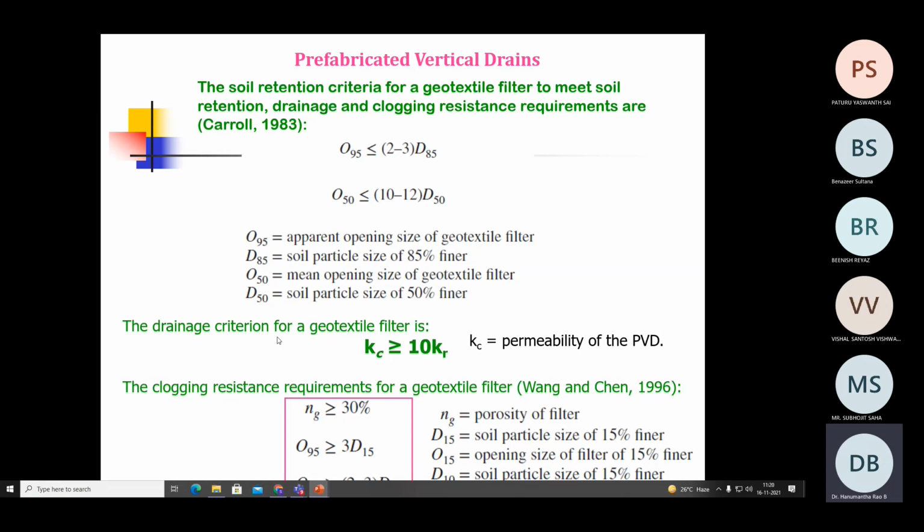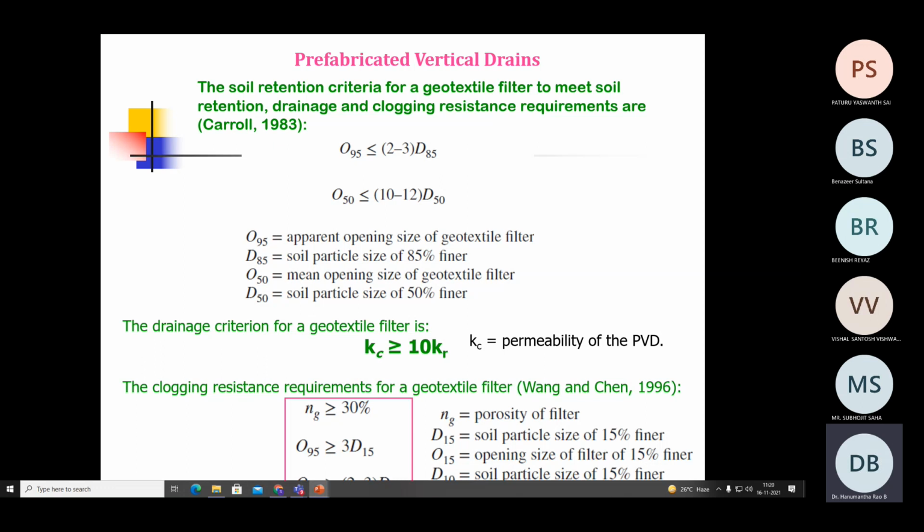Then the drainage criteria for the geotextile: Kc should be greater than 10 times Kr, where Kc is the permeability of the PVD. It is also certain that if the permeability of the PVD is lesser than the soil, now we can understand what will happen. Therefore, the permeability of the filter shall be at least 10 times higher than the permeability of the soil.